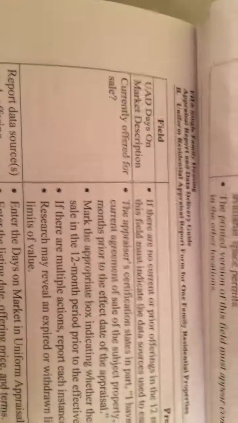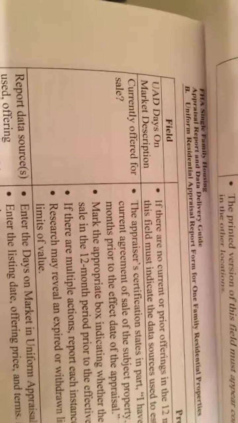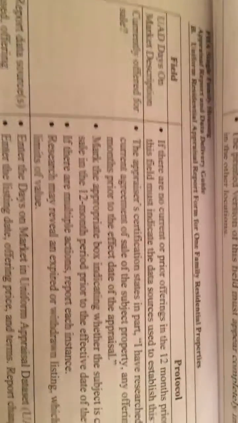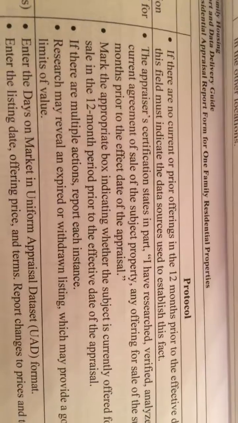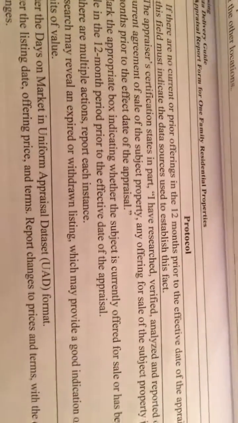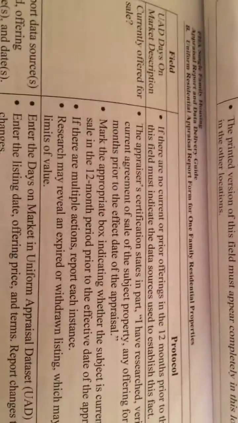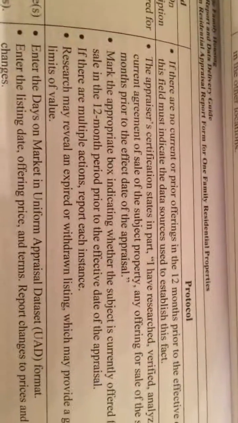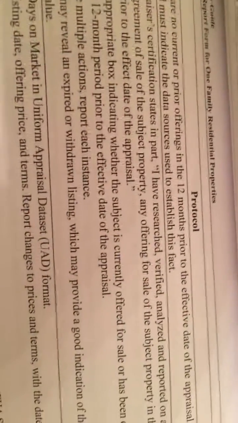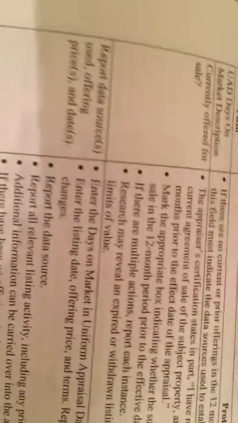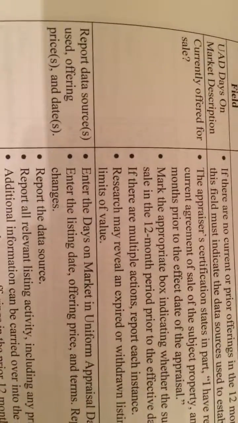Page 91. Field Protocol. UAD Days on Market Description. If there are no current or prior offerings in the 12 months prior to the effective date of the appraisal, then this field must indicate the data sources used to establish this fact. Currently offered for sale.